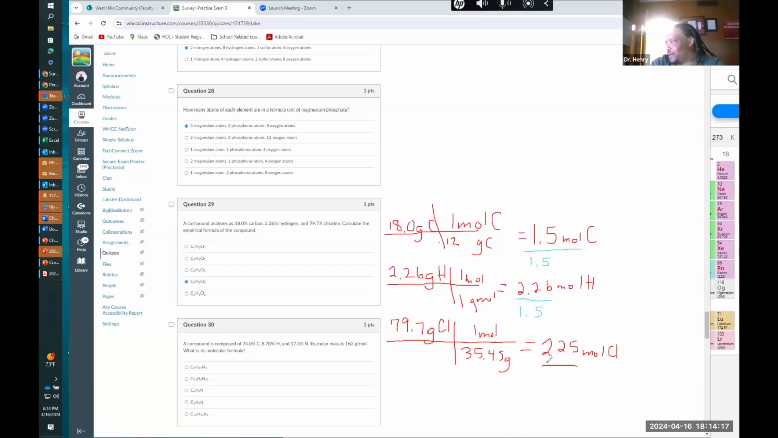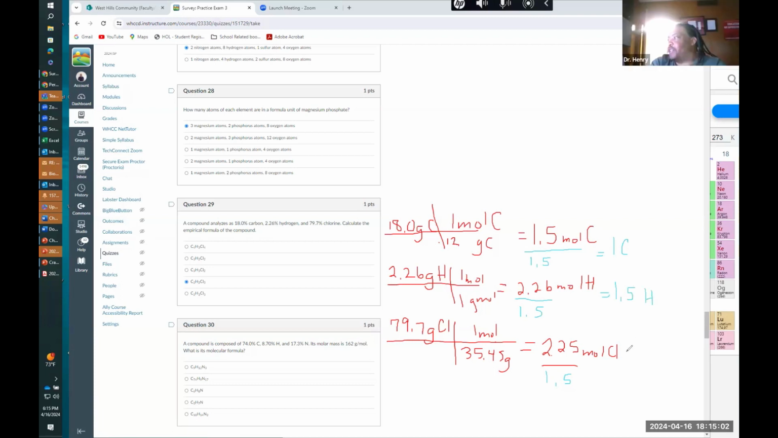1.5 and 1.5, that's 1. So that would be 1 carbon. Oh wait, this is where we get the whole number. Right here, that's right. Then 2.26 divided by 1.5 is 1.49, so we'll say 1.5. And then the next one will be 1.5, approximately 2, right?